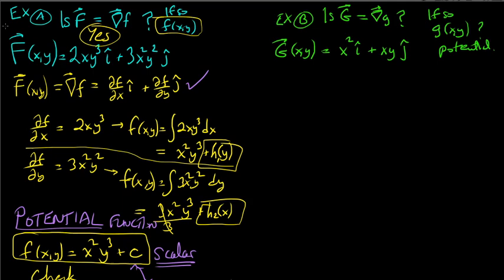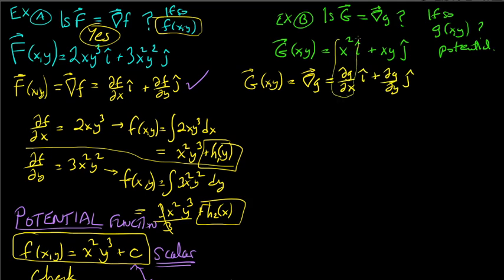Okay. So we do the same thing. We are assuming here that capital G, the vector field, is going to be the gradient of, well, let's write it as the gradient of little g. And that just means the partial of g with respect to x times i plus the partial of g with respect to y times j. So we're just equating the i and j components.